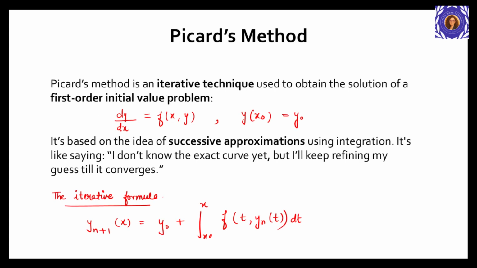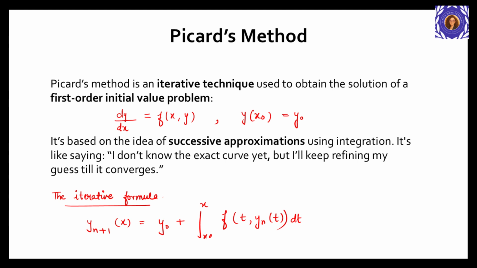Let's kick off with Picard's method. It's more of a theoretical approach. Think of it as a smart guesser that refines its answer every time. You start with an initial value of the function. Let's say you are told that when time is 0, your function value is 1. That's your starting point. It is based on the idea of successive approximations using integration. It keeps saying, I don't know the exact curve yet, but I will keep refining my guess till it converges.